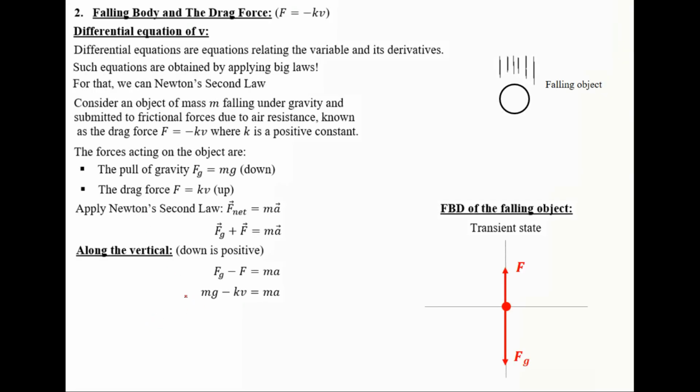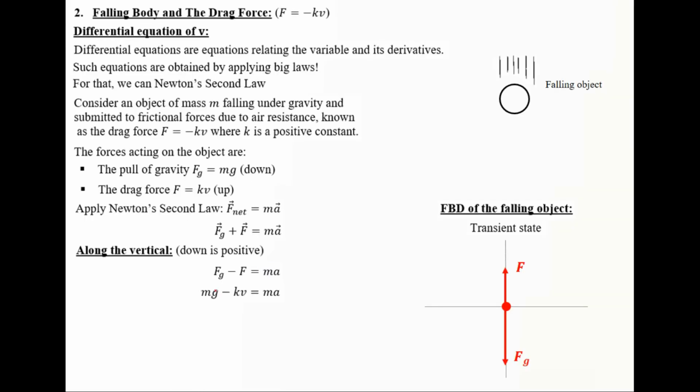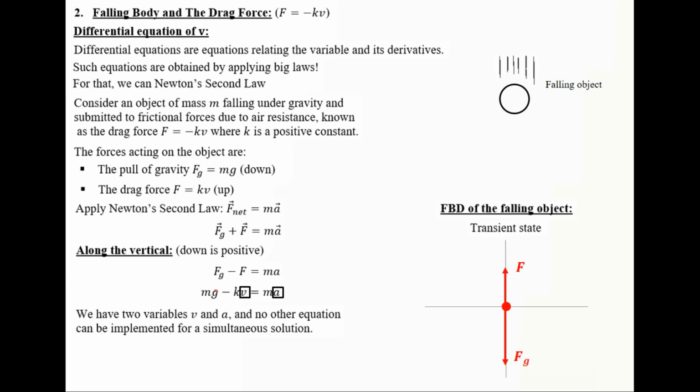Now the pull of gravity is being replaced by mg, and the resistive force would be replaced by its magnitude, which is given by kv. Now notice that here we have two variables given by v and a, and no other equation can be implemented for a simultaneous solution. Then the way to proceed is to convert this equation into a differential one.